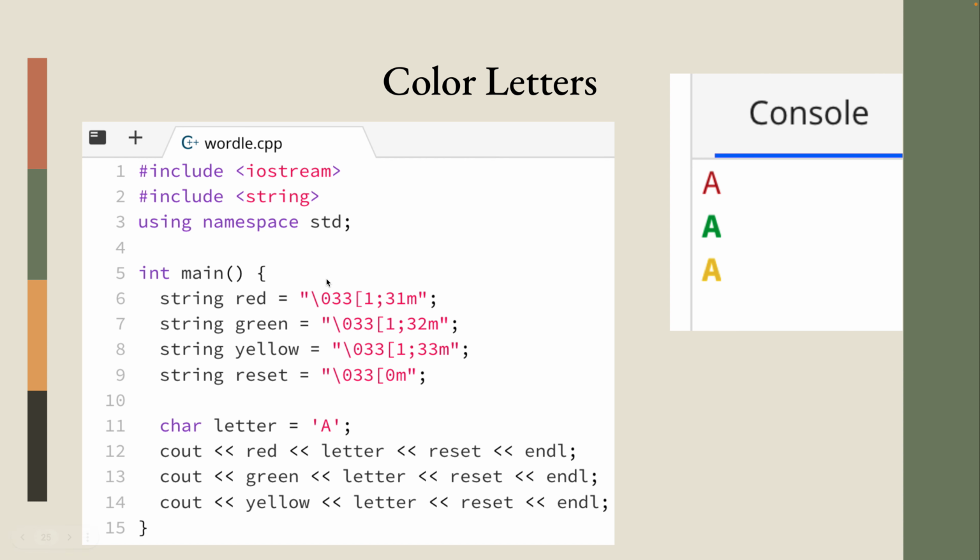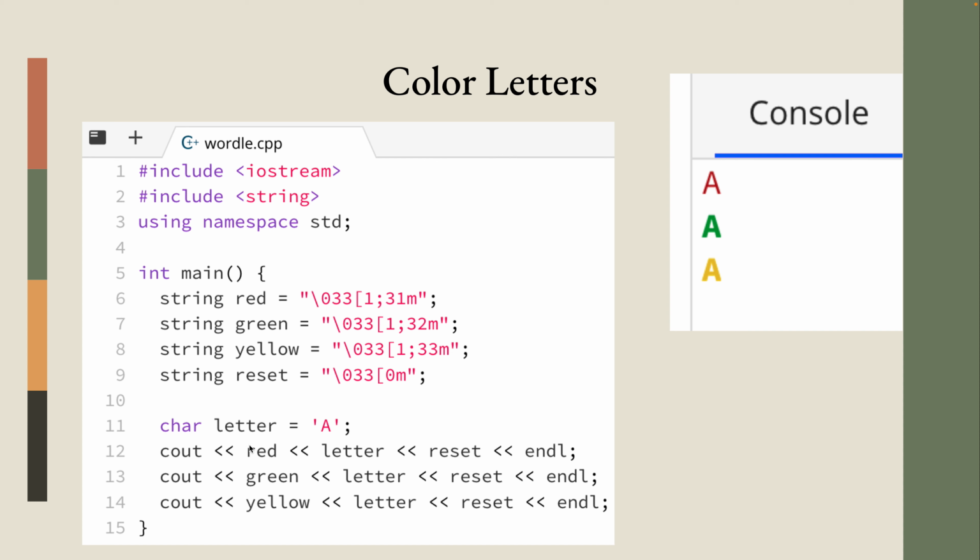But you just need to add these 4 lines to get the red, green, yellow colors and reset. And the way you would use this is you would print out whatever color you want, then the letter, and then the reset variable. What this variable red is saying is that anything after that string is going to be printed as red in the console.